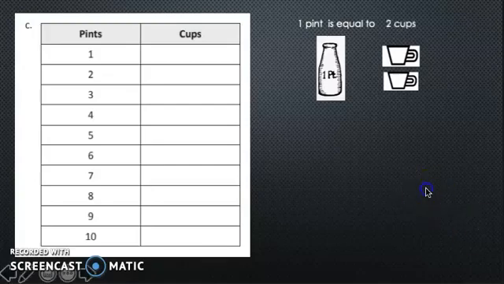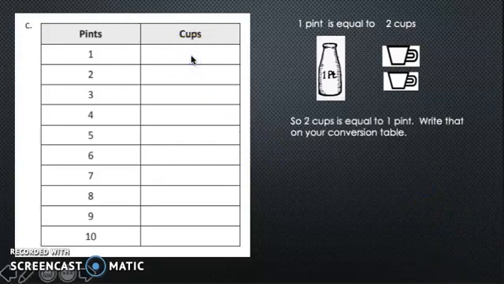We would need to have 2 cups to fill 1 pint. Write that information on your conversion table. 2 cups is equal to 1 pint. All right, how many cups are there in 2 pints? Yeah, that's right, there's 4 cups.